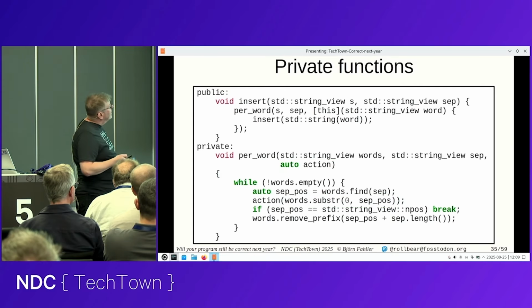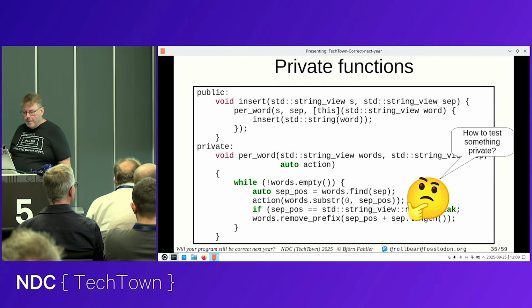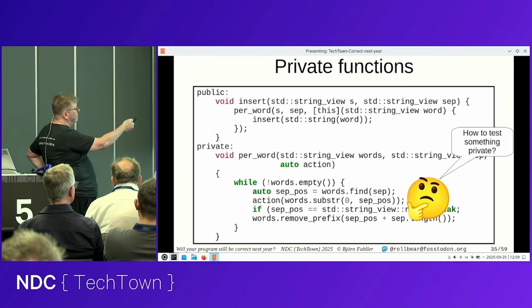I mean, it's good. We can see insert becomes really simple. Called per word with the string and the separator, and this lambda that calls insert for each of the words. So that is great. But how do I test this per word function? It's a private function.